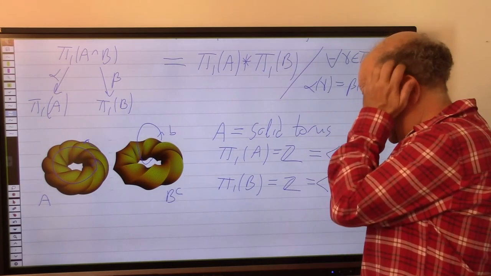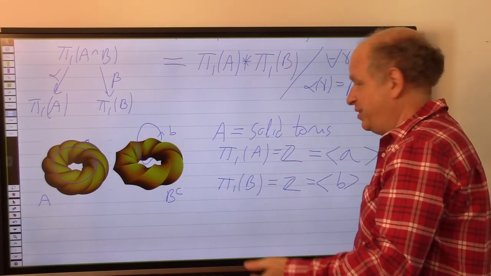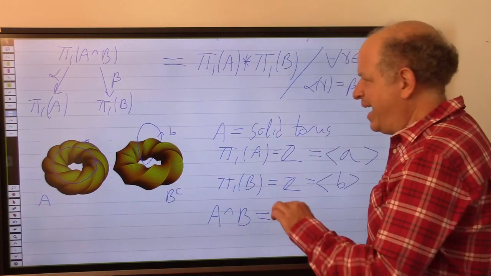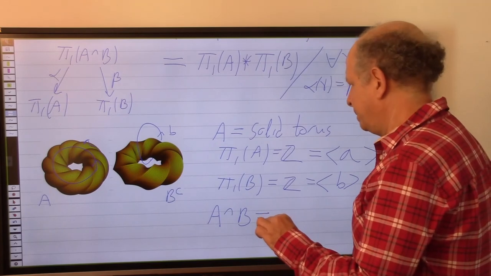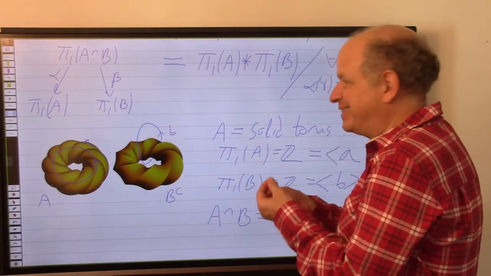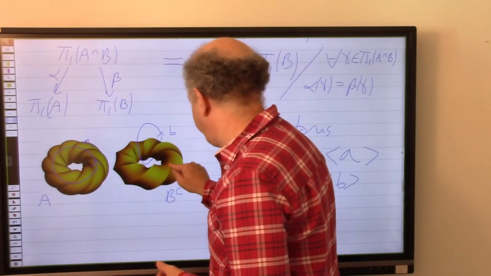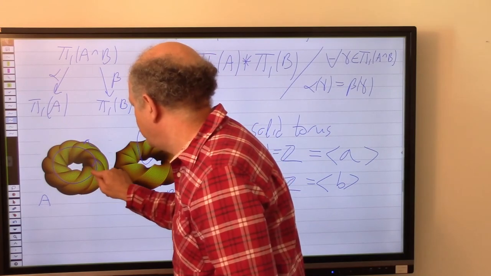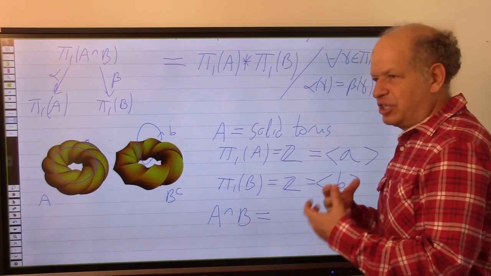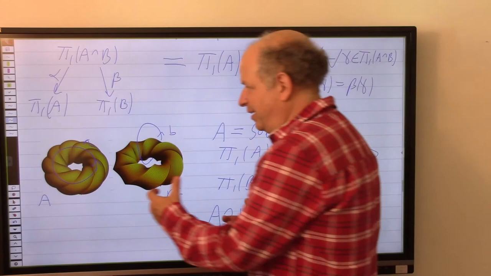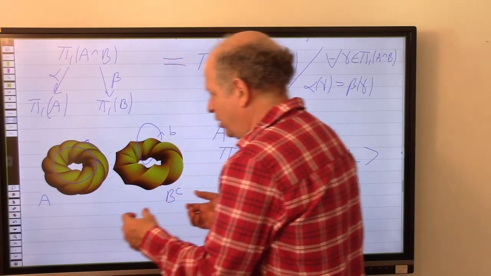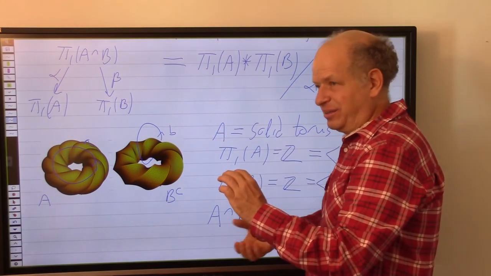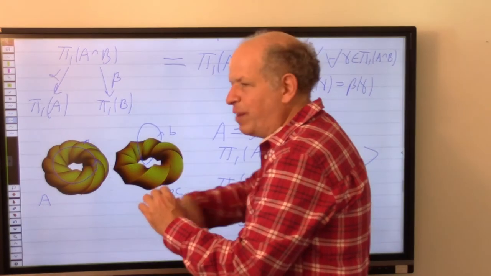Now, what is A intersect B? I should say that in all of these pictures, I exclude the knot itself. The knot itself is the ribs here, or in these pictures, it's the valleys here. So in all of the pictures I exclude the red shape. Okay? So what's A intersect B? It's basically a band that rolls around the knot.